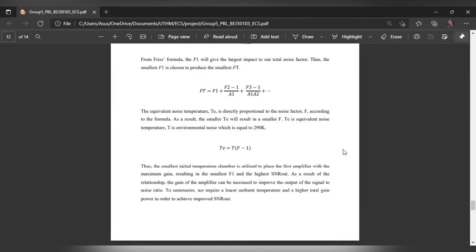Thus, the chamber with the smallest initial temperature is used to place the first amplifier with the maximum gain, resulting in the smallest F1 and the highest SNR out. As a result of the relationship, the gain of the amplifier can be increased to improve the output signal to noise ratio. To summarize, we require a lower ambient temperature and a higher total gain power in order to achieve improved SNR out.